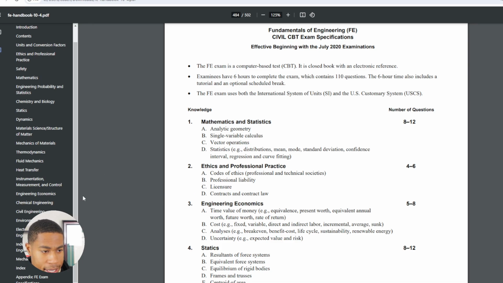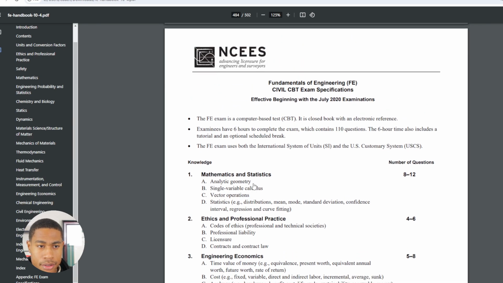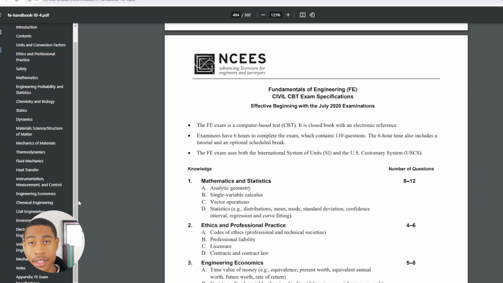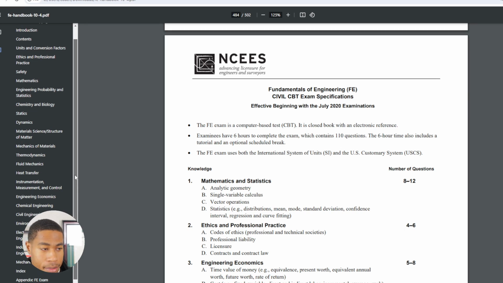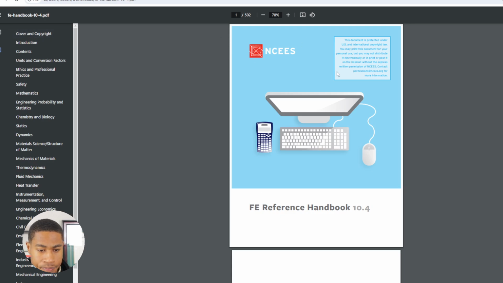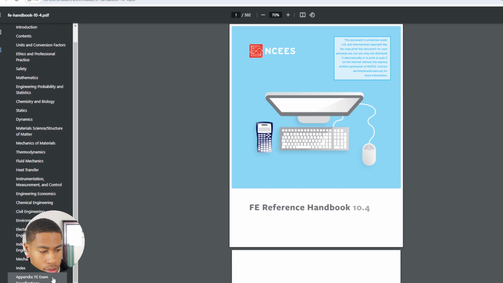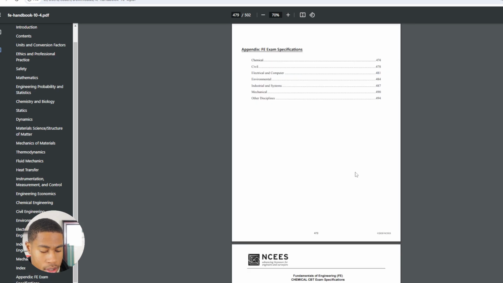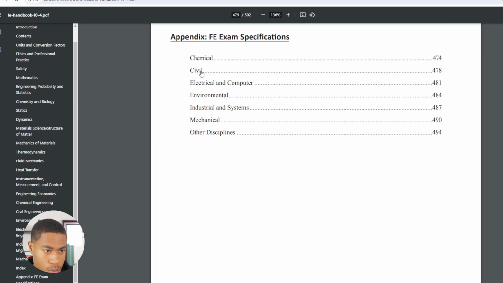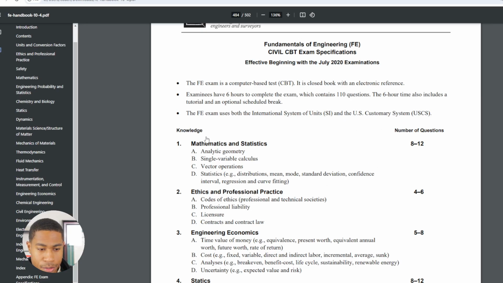If you don't know where I'm at within this handbook, you need to make sure that you have the handbook first and foremost. Once you download the most up-to-date handbook, go into your bookmarks, then go into your appendix specifications and click it. Then click civil, and it will bring you right into the section that I was in. So we'll be focusing specifically on time value of money.